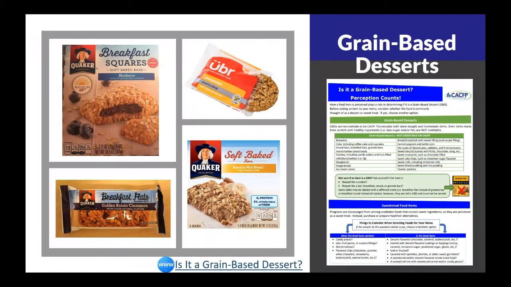So how a food item is perceived plays a role in determining if it is a grain-based dessert. So before purchasing an item, consider whether the food looks like a grain-based dessert. For example, if the item is shaped like a cookie or like a granola bar or cereal bar, then choose another option. Some grain-based desserts may be labeled with a different name too, such as a breakfast flat or a square instead of a granola bar, or sometimes they say breakfast round instead of a cookie. However, they're still considered a grain-based dessert and must not be served. So for more information, check out the handout, Is it a grain-based dessert?